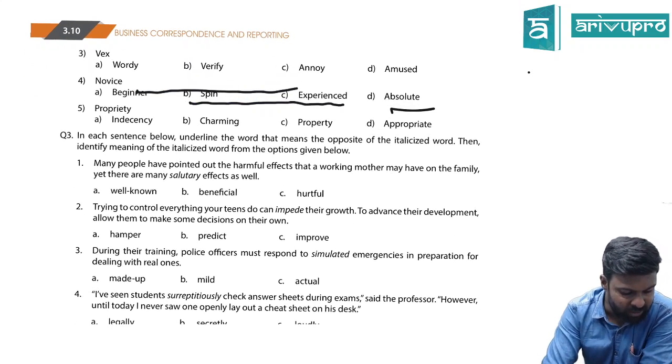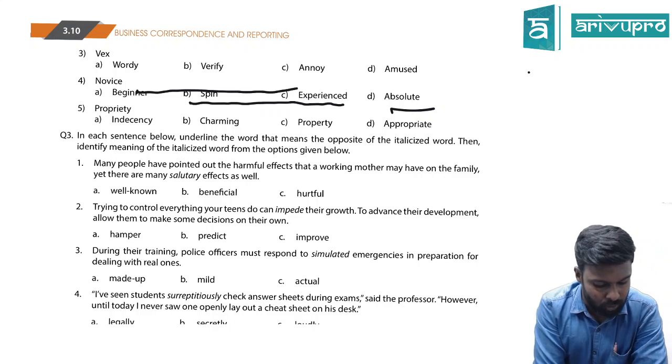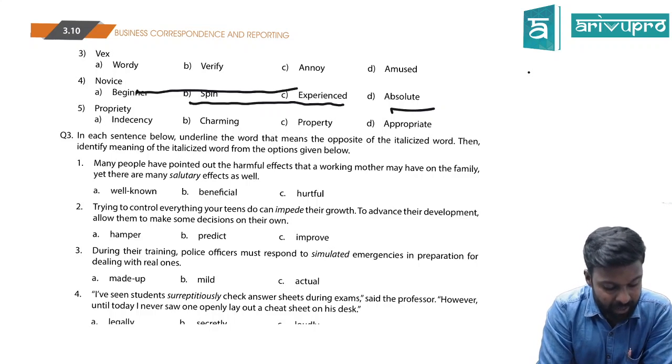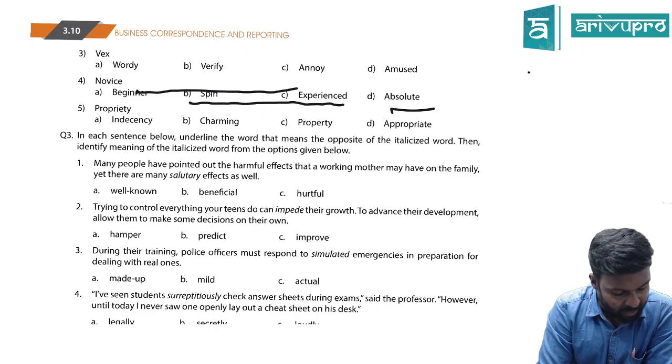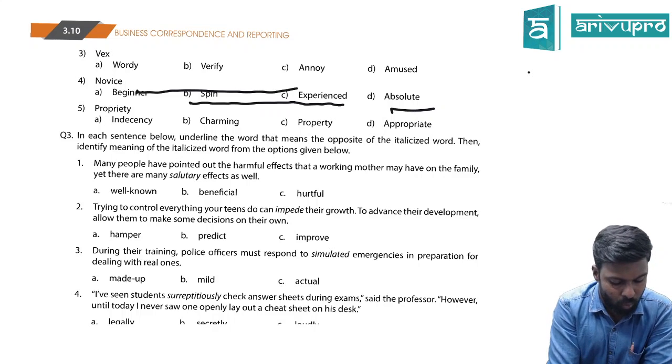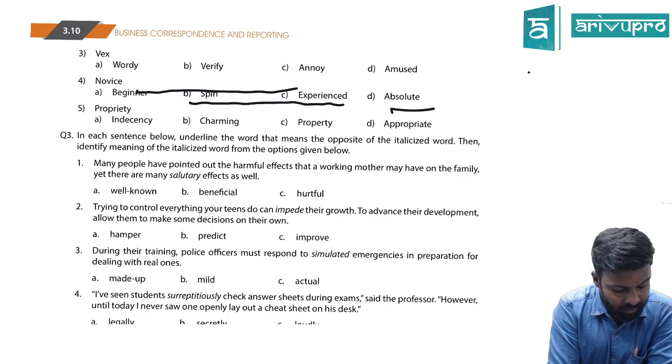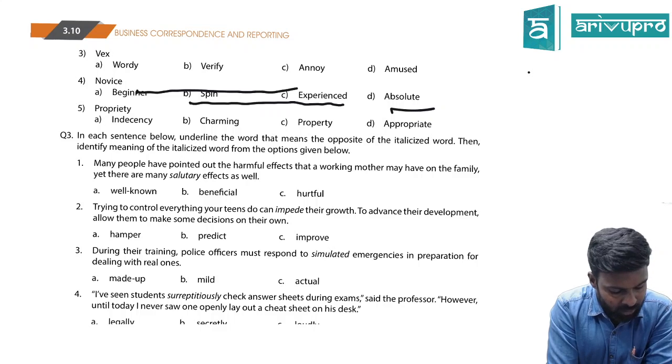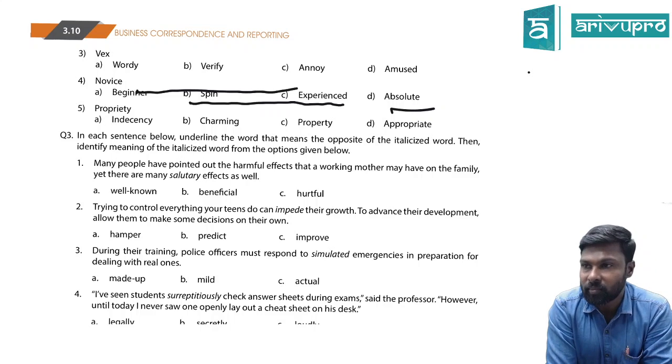Look at the next one. In each sentence below, underline the word that means the opposite of the italicized word. Many people have pointed out the harmful effects that a working mother may have on the family, yet there are many statutory effects as well. Beneficial. Very good.